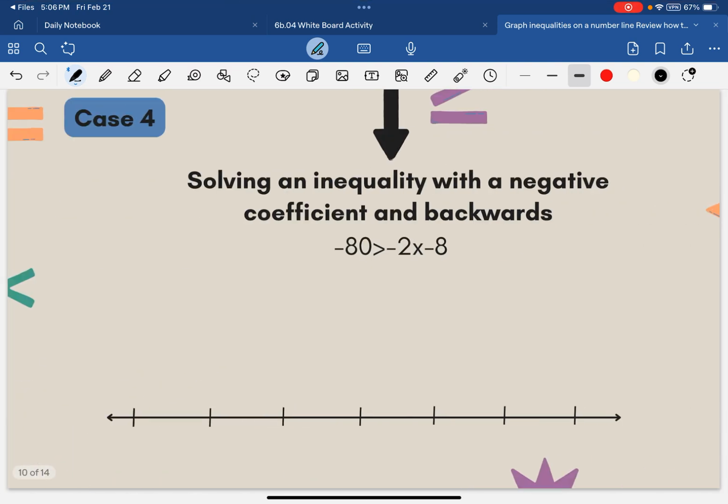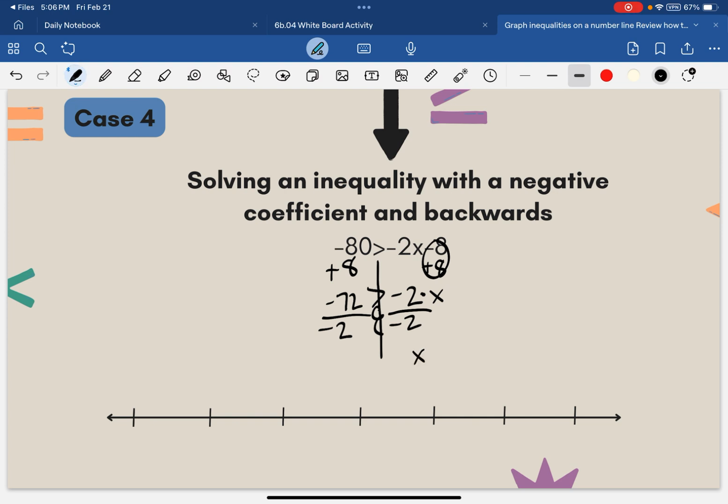Okay, this one, let's do the same thing. This is backwards and a negative coefficient. Same thing, opposite, get that to 0, plus 8 to that side. We get negative 72 over here. Same symbol, because we didn't divide or multiply by a negative yet. And then we have negative 2x. Opposite of multiplying would be dividing both sides. I know I'm going to have to flip that over.